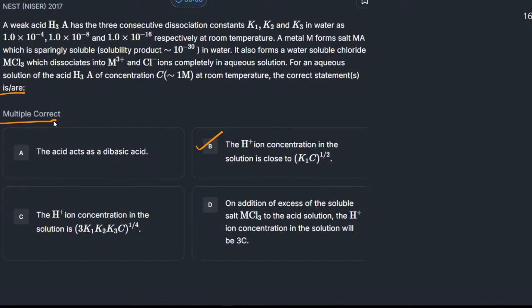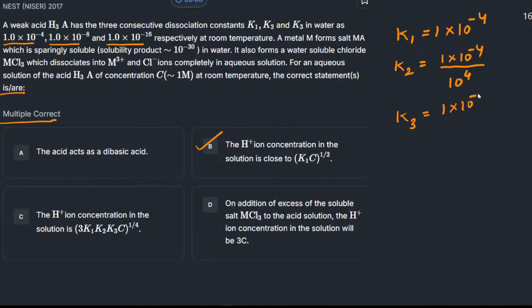So if you look at K1, K2 and K3: K1 is 1 into 10 raised to power minus 4. K2 is 1 into 10 raised to power minus 4 divided by 10 raised to power 4, meaning K2 is 10 to the power 4 times less than K1. And what about K3? 1 into 10 raised to power minus 4 divided by 10 raised to power 12.